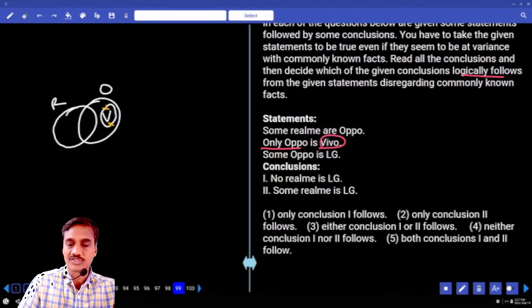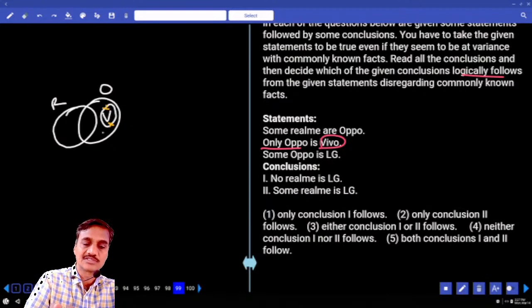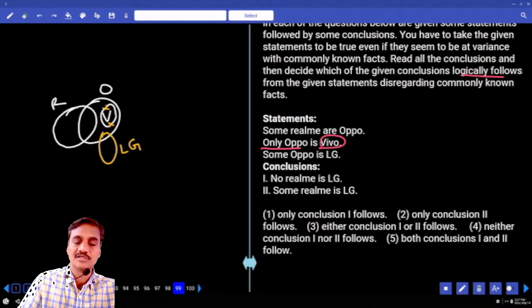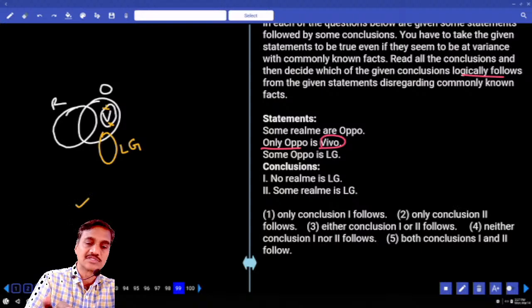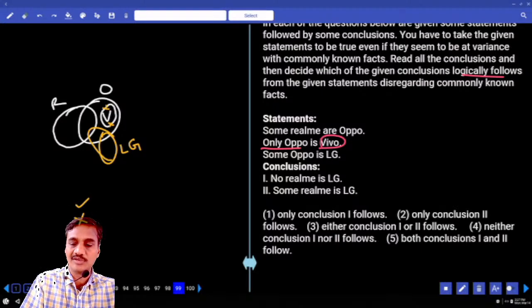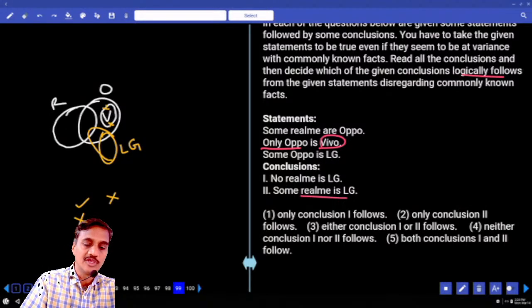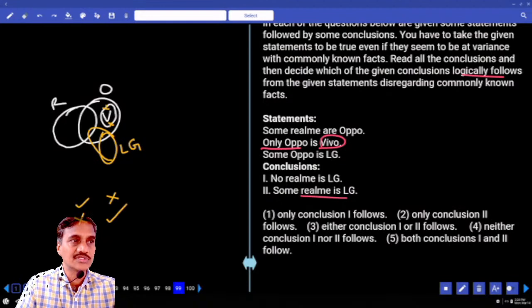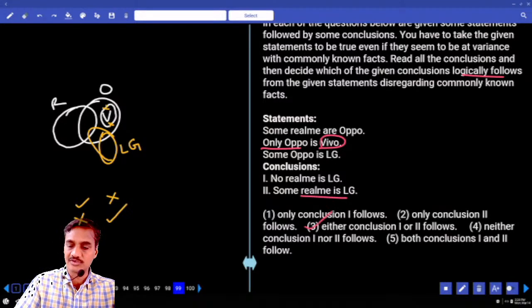Clear? Next one. Some oppo is LG. Some oppo as of now true అయింది. అది ఫాల్స్ అవ్వాలంటే ఇలా రాసుకోవచ్చు కదమ్మా. రాసుకుంటే some LG is realme. Hence no realme is LG will be false. Some realme is LG ఇంతకుముందు ఫాల్స్ అవుతుంది. ఇప్పుడేమో ట్రూ అవుతుంది. Hence what is your answer? Either 1 or 2. Choice 3, question number 99.